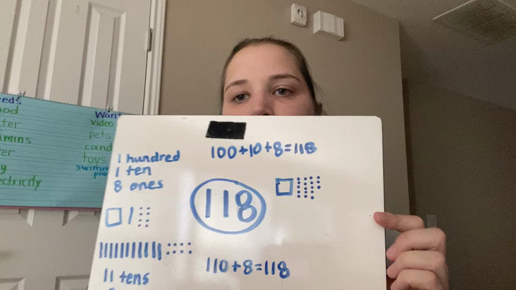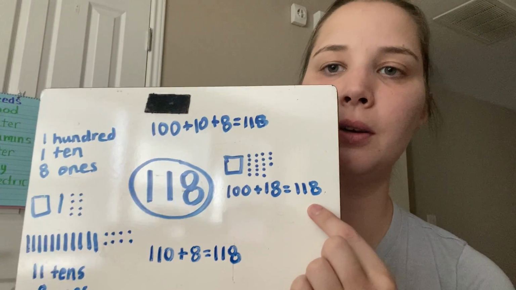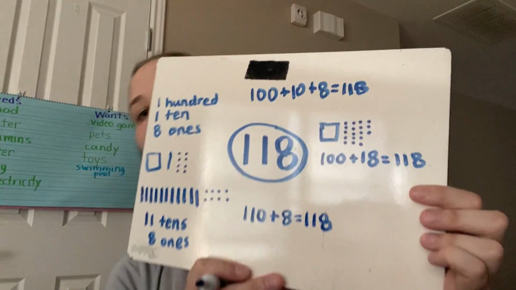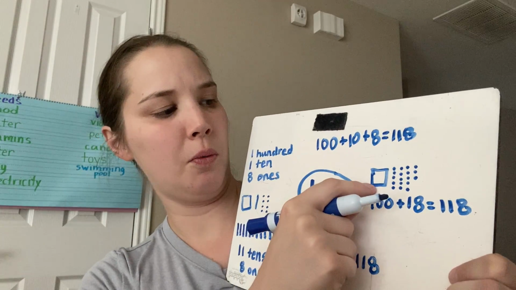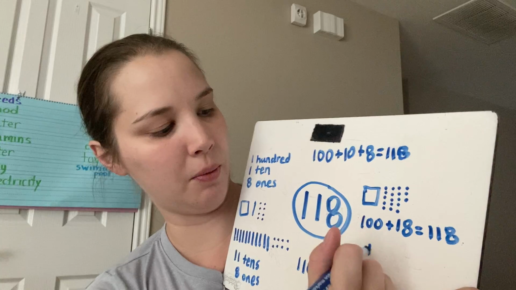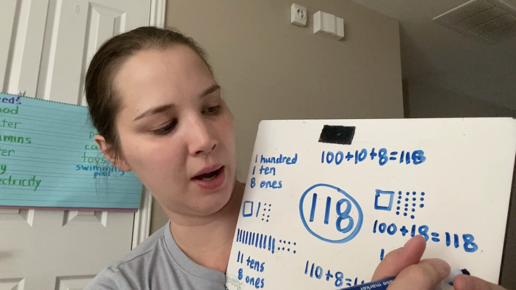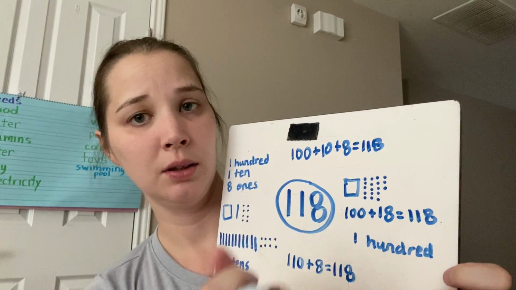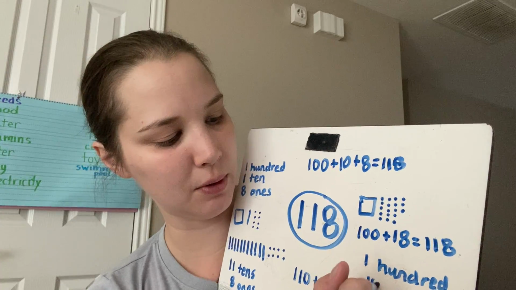So if I were to write that in numbers, I would write 100 plus 18 equals 118. See? 100 plus 18 equals 118. And then if I were to do the place value steps for that, I would say that I have 100. So I'd write 100. Do I have any tens in this one? No, so I wouldn't write any tens. And then I would write, how many ones do I have? I have 18 ones.